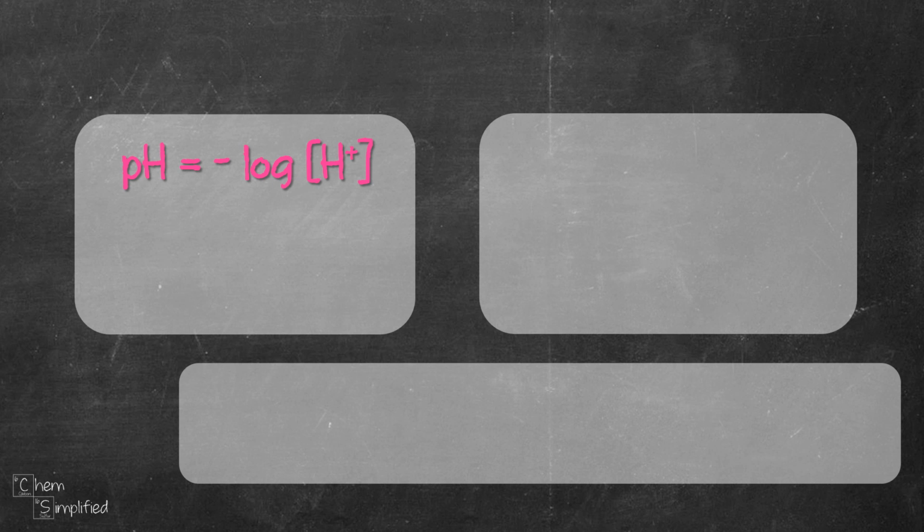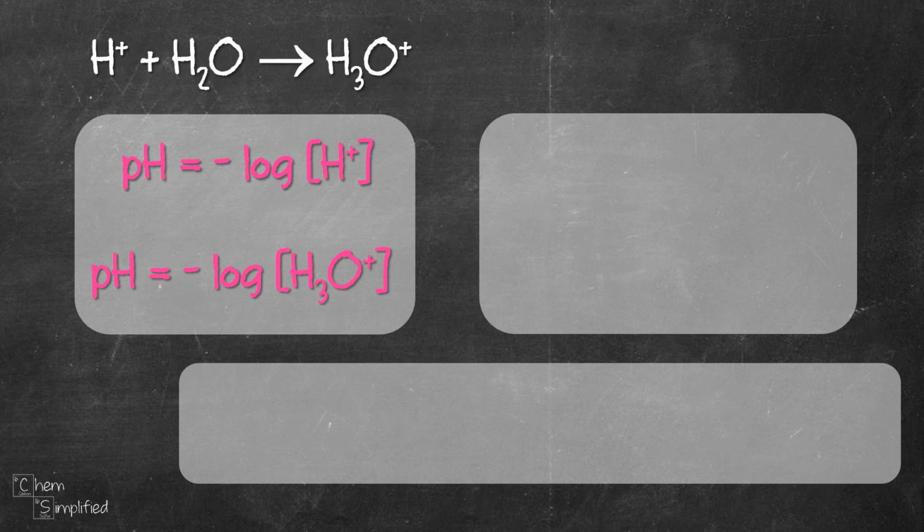Sometimes you might see this equation written as pH equals negative log of [H3O+]. It's basically the same because technically H+ doesn't exist as a free ion in aqueous solution. It will definitely combine with H2O to become H3O+. However, for simplicity, I'll just go with pH equals negative log of [H+] in this video.